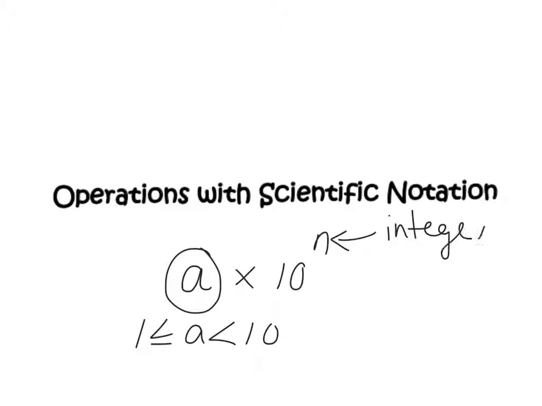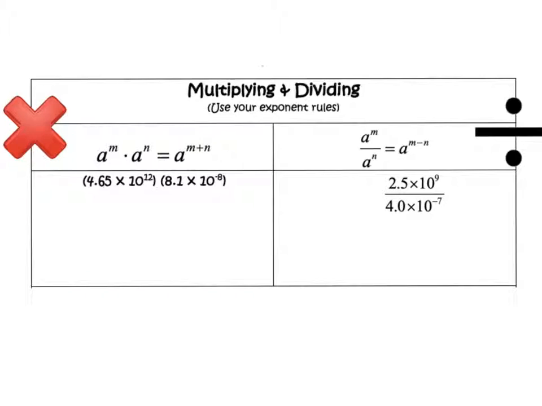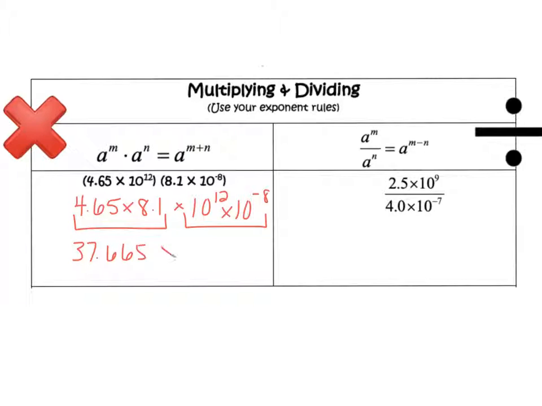Okay, so our first example here is going to illustrate our multiplication rule. When we have 4.65 times 10 to the 12 times 8.1 times 10 to the 8th, I'm going to start by using the commutative property to rewrite this: 4.65 times 8.1 times 10 to the 12th times 10 to the 8th. The reason I'm doing that is I'm going to use my exponent rules where I have like bases. So with my calculator, 4.65 times 8.1 is 37.665. And here I have like bases, so I keep the base and I add my exponents.